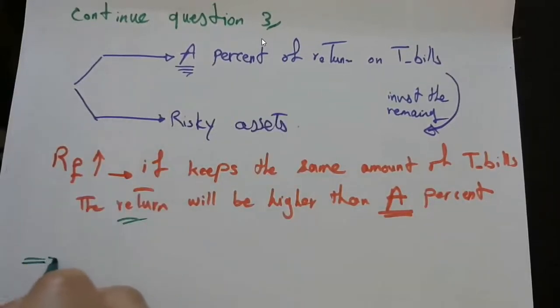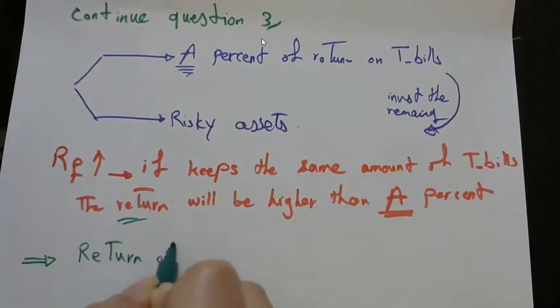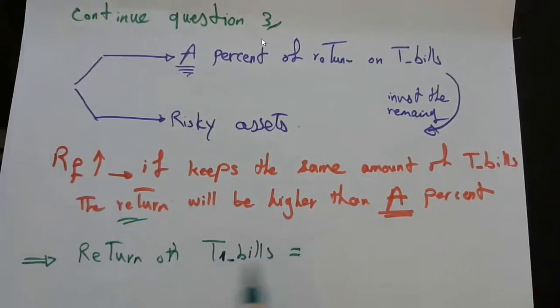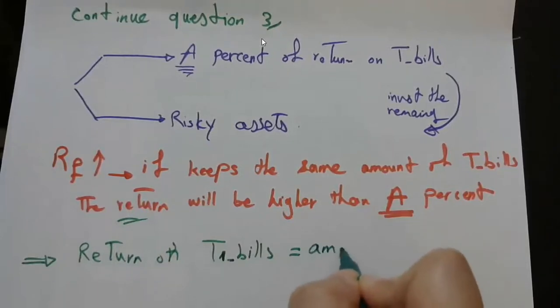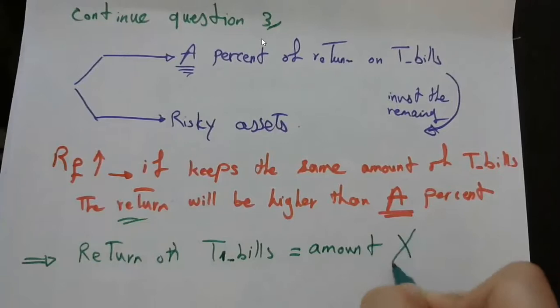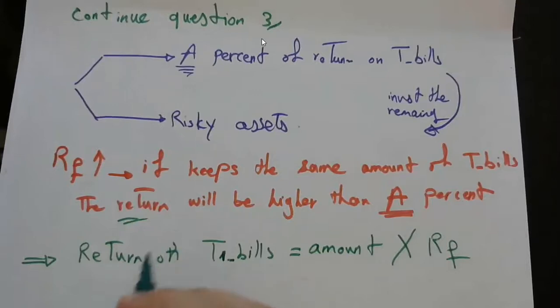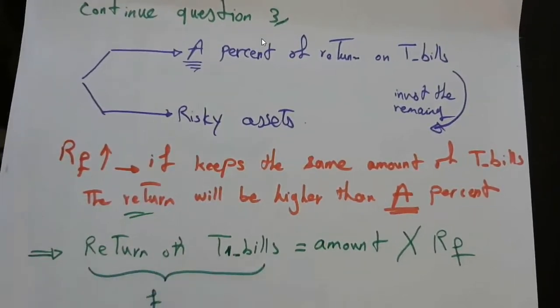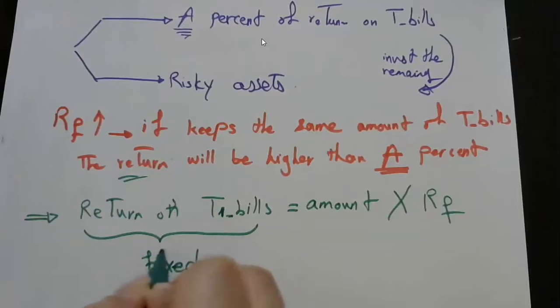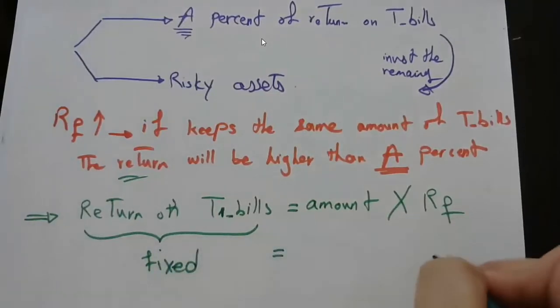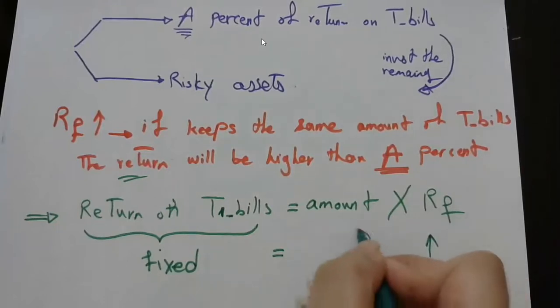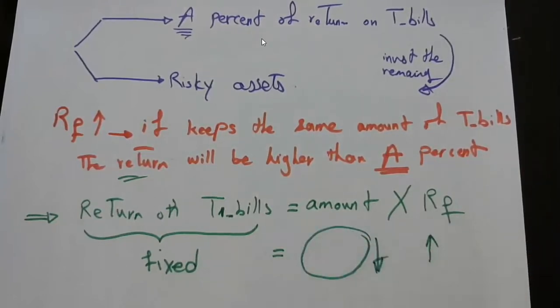So that's why this person is saying that, for example, I can write here that the return on T-bills is actually the amount of T-bills multiplied by RF. So now we want to make sure that this return remains fixed. So if the return wants to be fixed and we know that RF has increased, it's for sure that we have to decrease this amount to make sure that we have a fixed return on the asset.